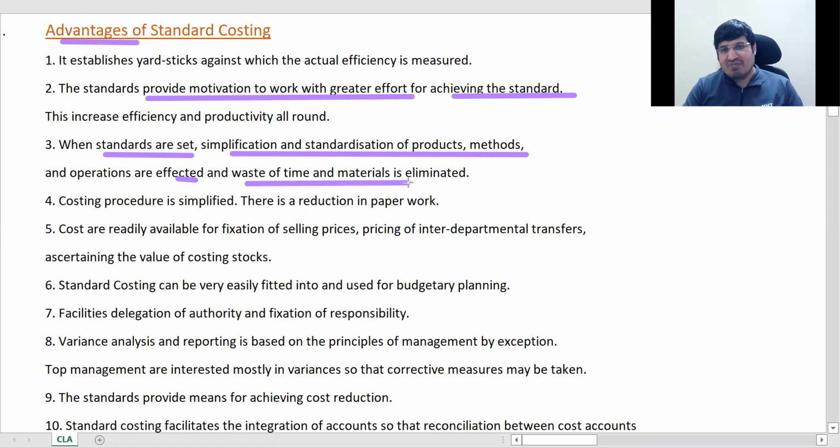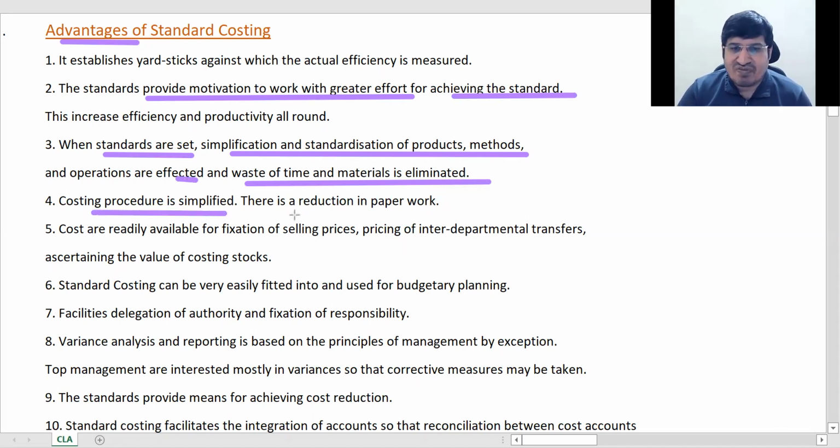So waste of time and materials is automatically eliminated, not when you are trying to control them as such, but when you are even trying to set a standard and you are studying them for that. When you're studying them, automatically you will discover inefficiencies. That's what this is saying.